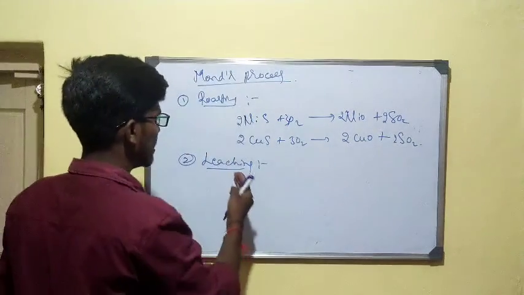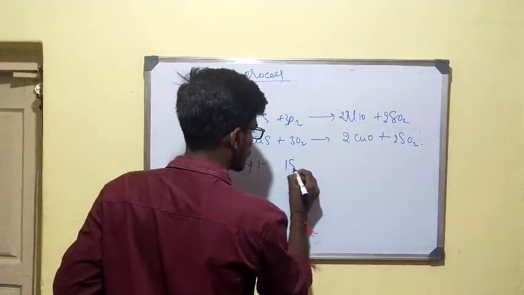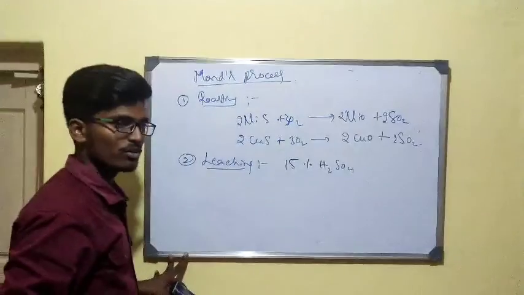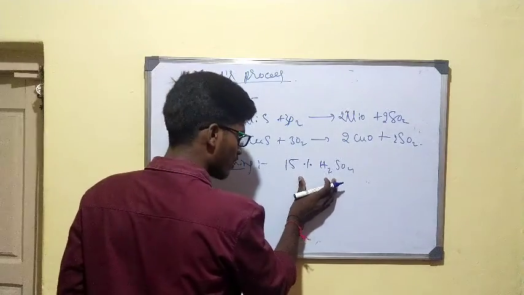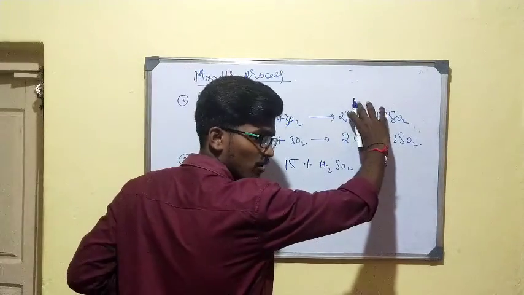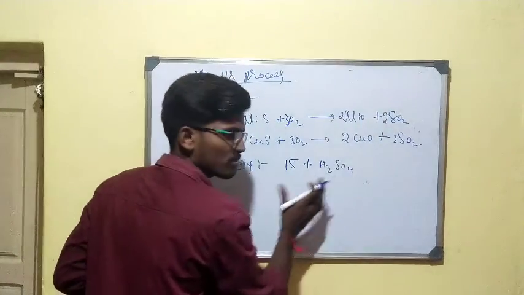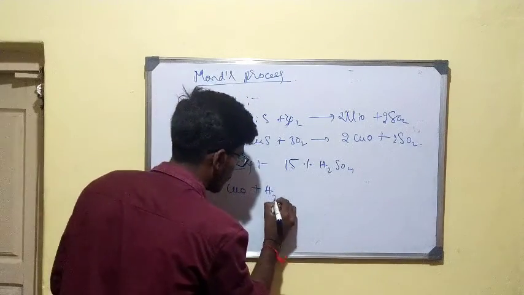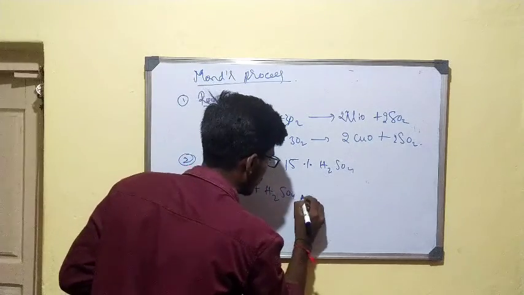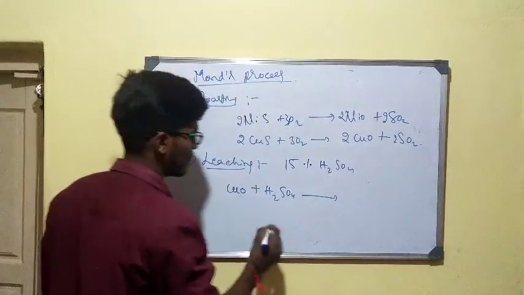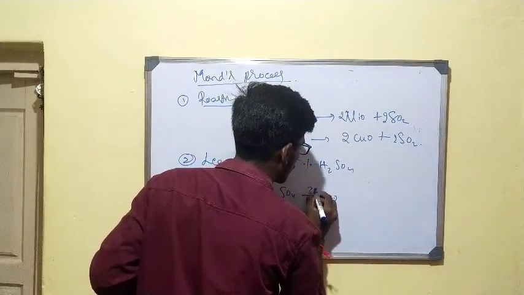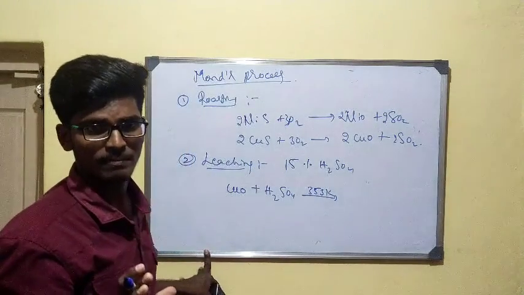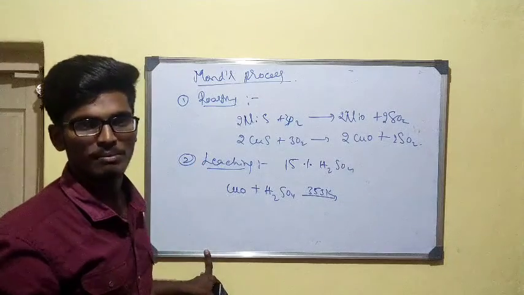In this leaching process, I am going to use a solvent, 15% sulfuric acid. When I treat this mixed oxide mixture with this 15% sulfuric acid, I am going to observe a reaction at 353 Kelvin temperature. Temperatures are very important in metallurgy, because all the reactions depend on temperature.